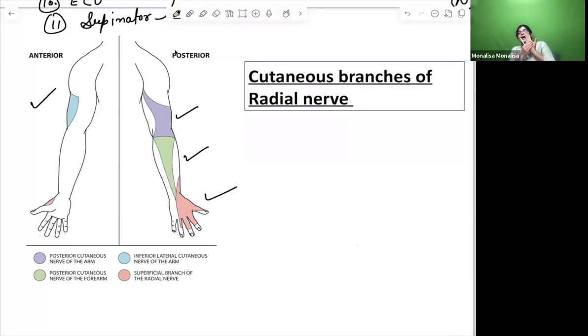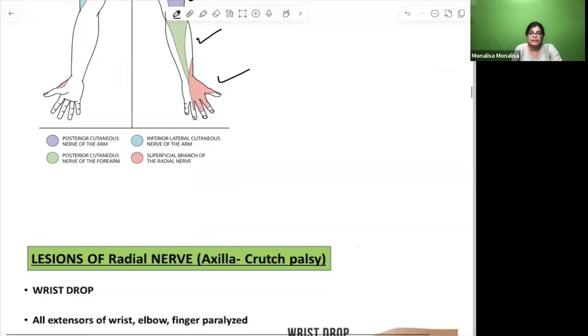So dorsum of the hand on the lateral 3.5, except the nail beds. Why not the nail beds? Because nail beds are supplied by median nerve. So posterior cutaneous nerve of arm, posterior cutaneous nerve of forearm, lower lateral cutaneous nerve of arm, and dorsum of the hand except the nail beds.